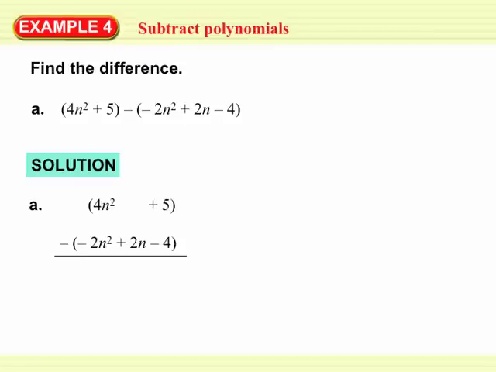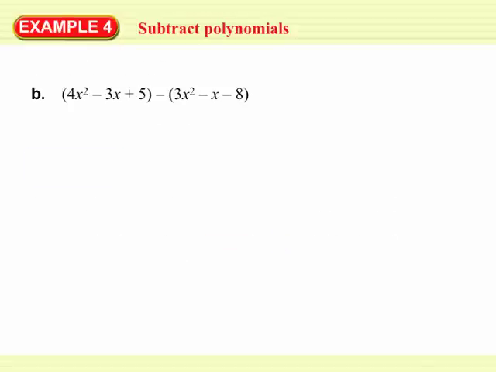4n squared minus -2n squared is going to give me 6n squared. I have no n terms in the top, and I'm subtracting positive 2n's, so I end up with a -2n in my solution. I have 5 as a constant in the first equation, and I'm subtracting -4 in the second one for a total of positive 9 in the result.